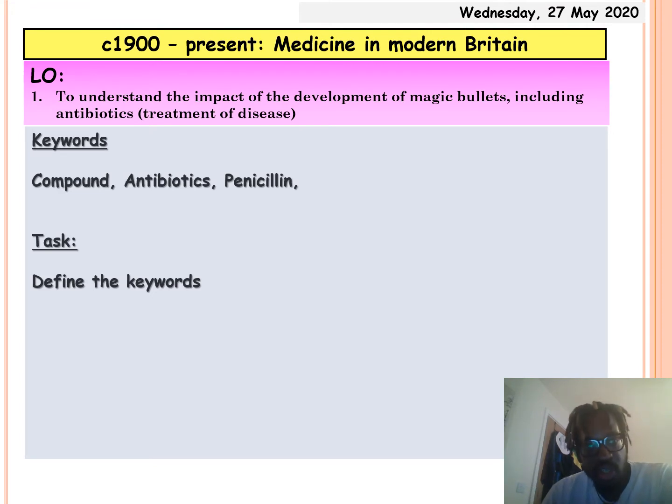As ever, first things first, define the keywords. Don't start till you've looked at those keywords: compound, antibiotics, and penicillin. Make sure you know what the meaning of those words are, because as we go through, particularly as you watch clips, etc., none of it will make sense if you don't know what those words mean.